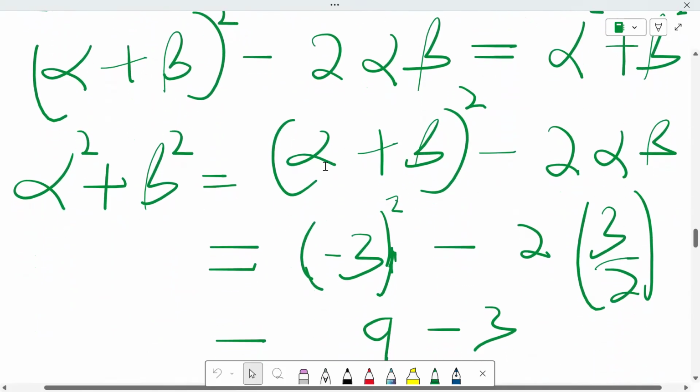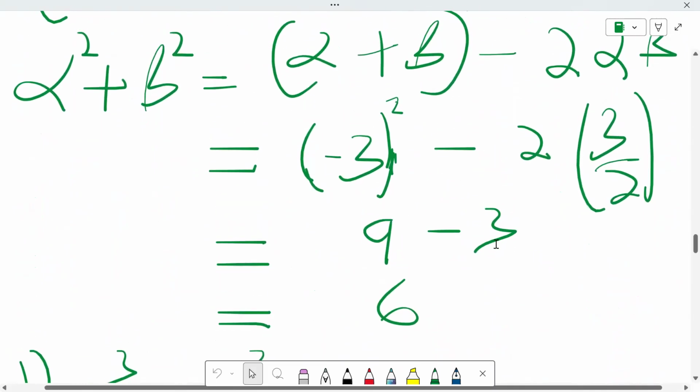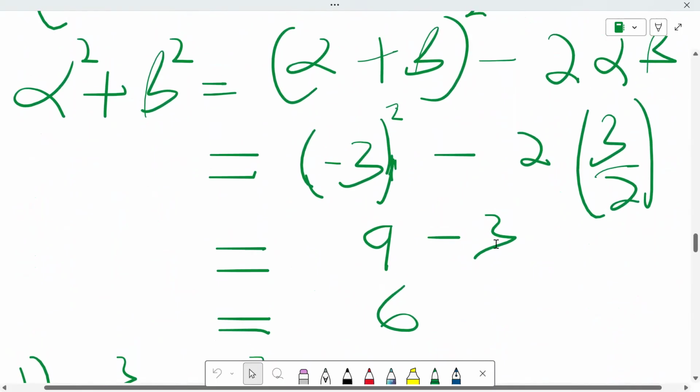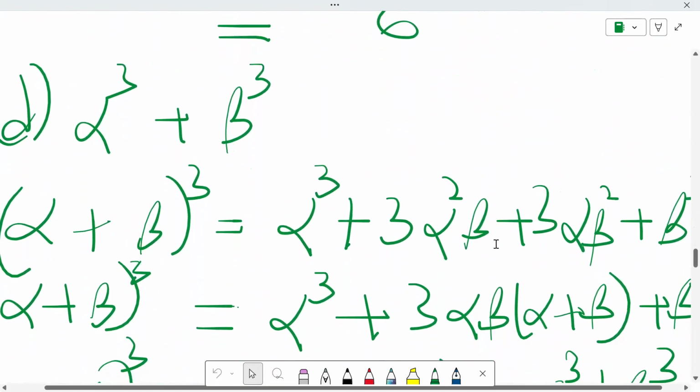Now we have the values of alpha plus beta, which is the sum of roots, then alpha beta, the product of roots. The sum of roots is -3, so we square. Then the product of roots is 3 on 2. So -3 squared will give us +9. Then 2 times 3 on 2 gives us 3. So 9 minus 3 will give us 6. So the value of alpha squared plus beta squared is 6. We'll move on to D.